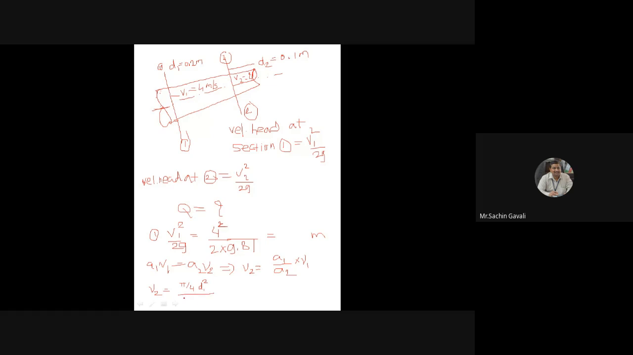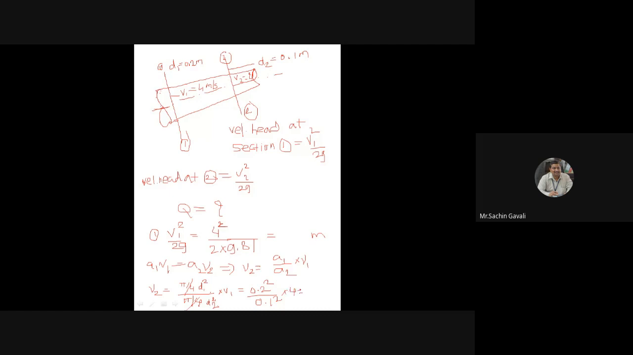Divided by pi by 4 D2 square into V1 is equal to; pi by 4 will get cancelled. What is D1? 0.2 square divided by 0.1 square into what is V1? V1 is 4.